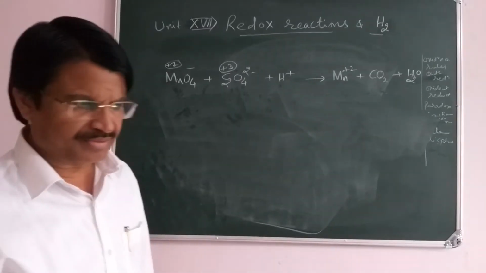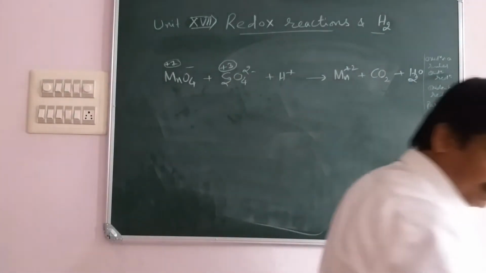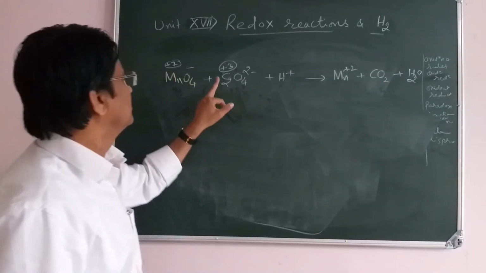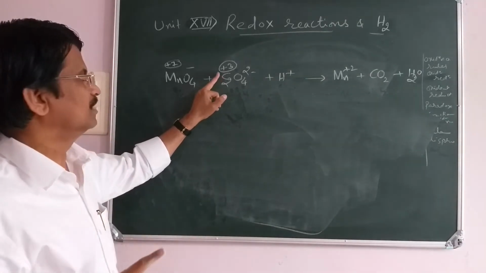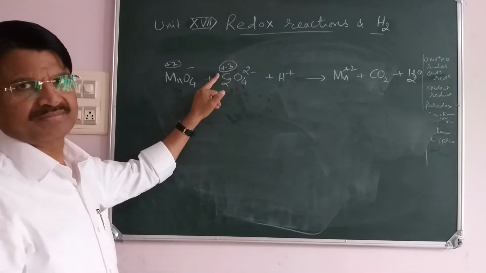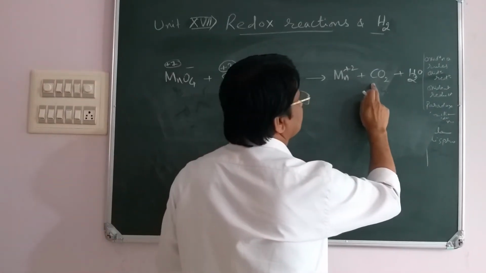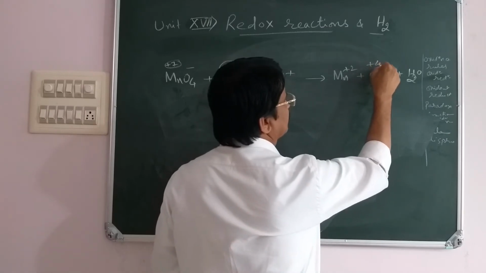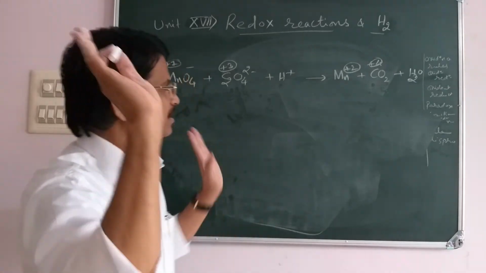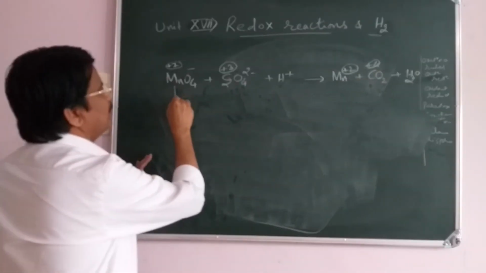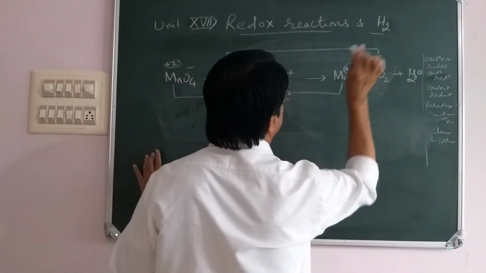Means the oxidation number of the other element, there is carbon. The carbon atom I calculated is plus 3. For 1 C plus 3, for 2 C plus 6. Next, here carbon 2 times 2 is 4, plus 4. Don't worry. Last, at the end you have to compare Mn to Mn, carbon to carbon.